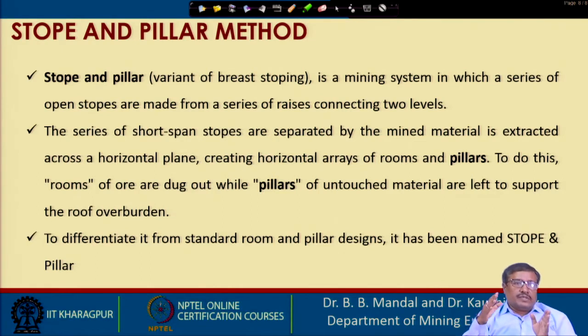So, to do this, these rooms of ore are dug out, while pillars of untouched material are left to support the roof overburden. That means, when you are widening a particular area, it will try to collapse under its own weight. So, how to stop that? What we do is leave pillars from the upper level to the lower level, continuous like a rib, and that acts as a continuous pillar from top to bottom, and that supports the hang wall, which rests on the footwall of the load.